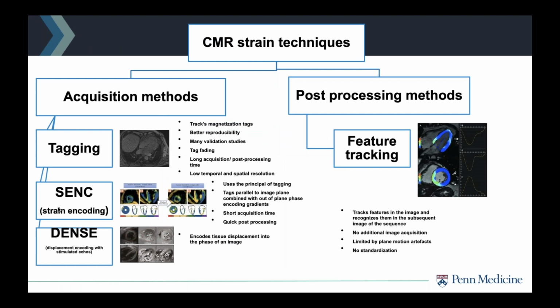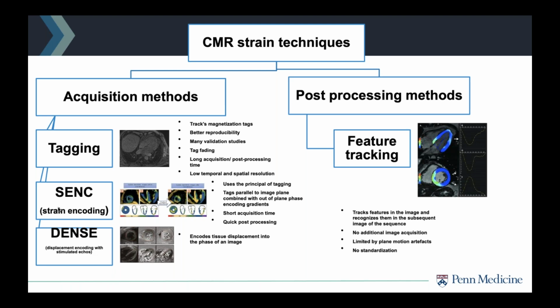So we're going to switch gears here and talk a little bit about CMR strain techniques. There are several different techniques which can be utilized with CMR. Some of them require additional imaging, which are tagging, SENC, which is strain encoding, and DENSE. And there's another way where you could just use the images on SSFP and do post-processing on that, and this is feature tracking.